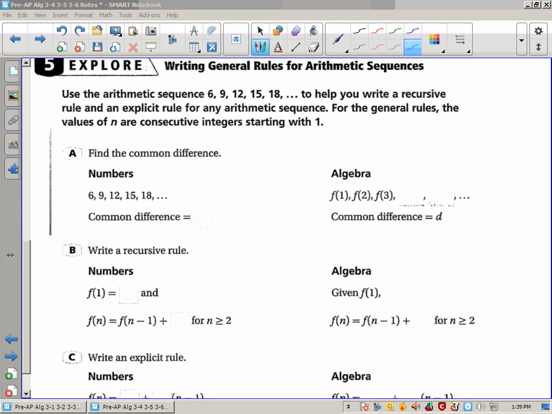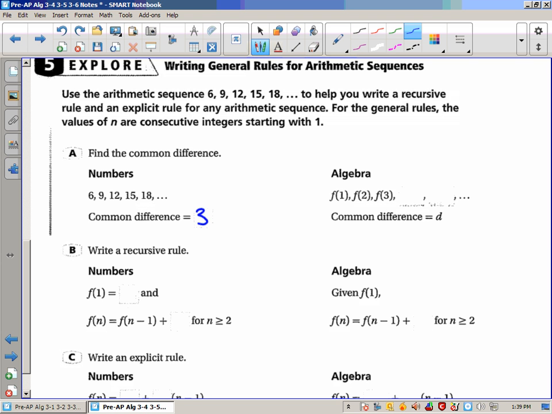In this video, I'm going to focus on showing you how to take an arithmetic sequence and write a recursive function for it and an explicit rule function for it. So let's look at the sequence 6, 9, 12, 15, and 18. Looking at it, you can probably determine what we jump by each time, and that's called the common difference. So when we write a recursive or an explicit rule, both times we first find the common difference, and in this case it's 3.